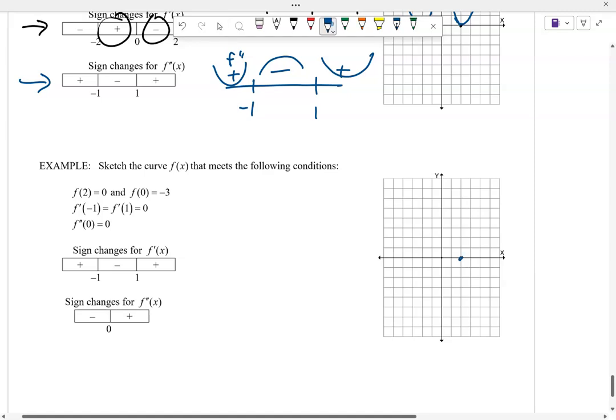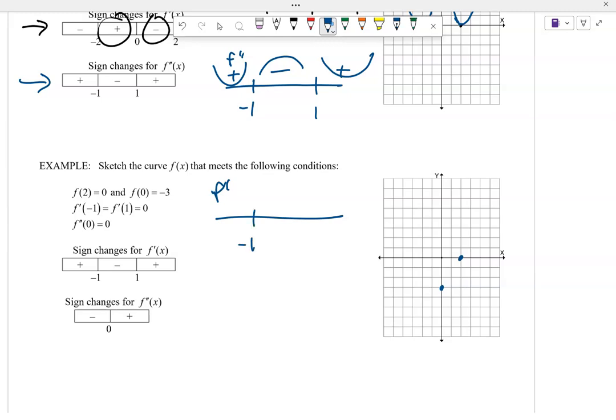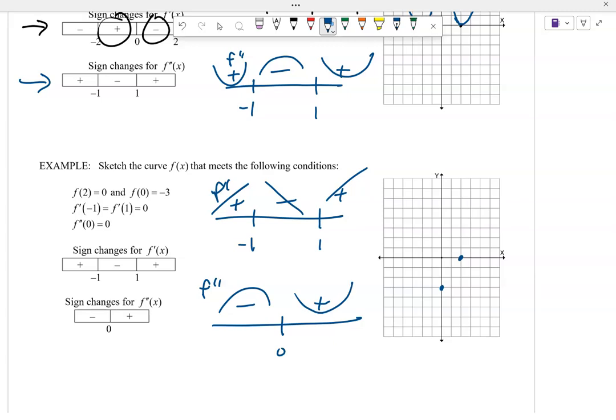F of 2 equals 0, so 2 comma 0. 0, -3 right there. And then it gives us our first derivative on that. F prime of -1 is 0, f prime of 1 equals 0, and the sign changes, so we're increasing, and then we decrease, and then we increase. F double prime down below of 0 equals 0. We're concave down, and then it shows us that we're concave up with the table there.